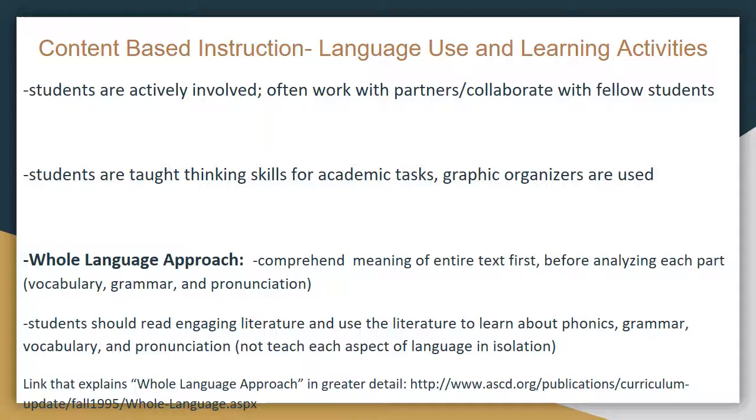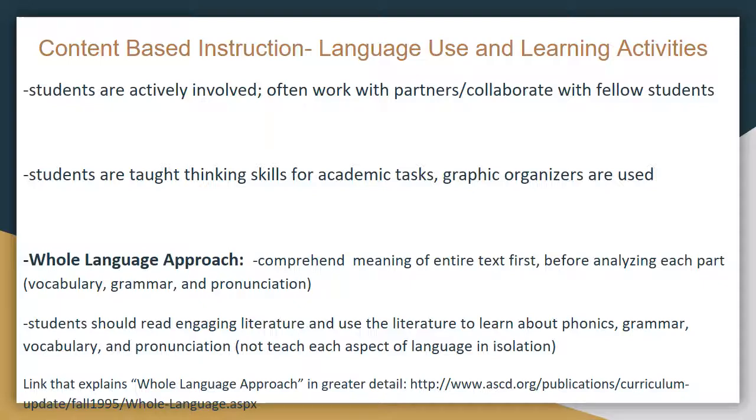Another aspect of whole language approach is that because students need to have an understanding and comprehension of the text as a whole, it's very important that they read engaging literature that they find very interesting and that appeals to their interest levels. This way, once students get engaged in the topic and can understand the general sense of the text, later they can learn phonics, grammar, vocabulary, and pronunciation through that individual text that they've already become interested in.